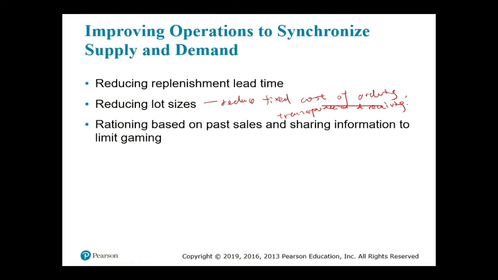Now, to eliminate gaming in ordering decisions, we can change the rationing strategy from rationing based on order quantity to rationing based on past sales. In this strategy, no one will have an incentive to exaggerate their orders. It also gives them an additional incentive to sell more during this period so that in the future they can receive more allocation.